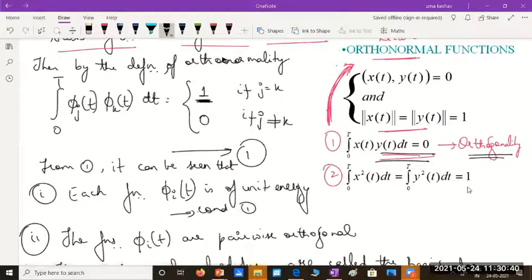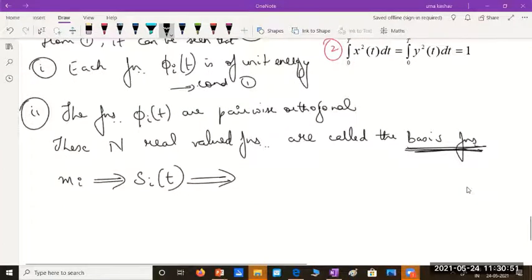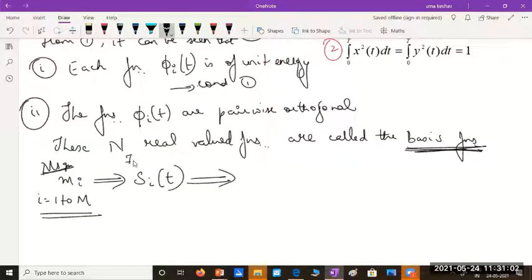Okay, can you see it? So Mi is the message. Here i ranges from 1 to m. Remember that. This is your message. All Mi will be represented with a finite energy signal. Please understand this correctly, finite energy signal Si, where i again ranges from 1 to m.